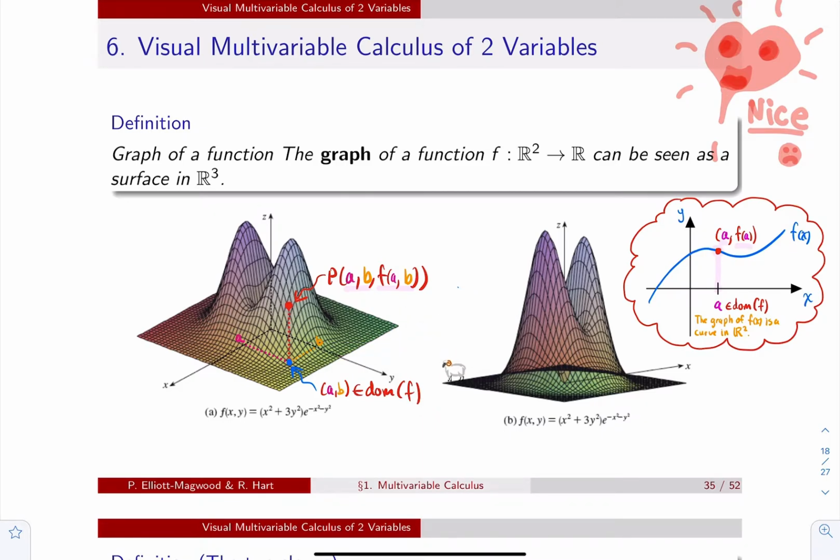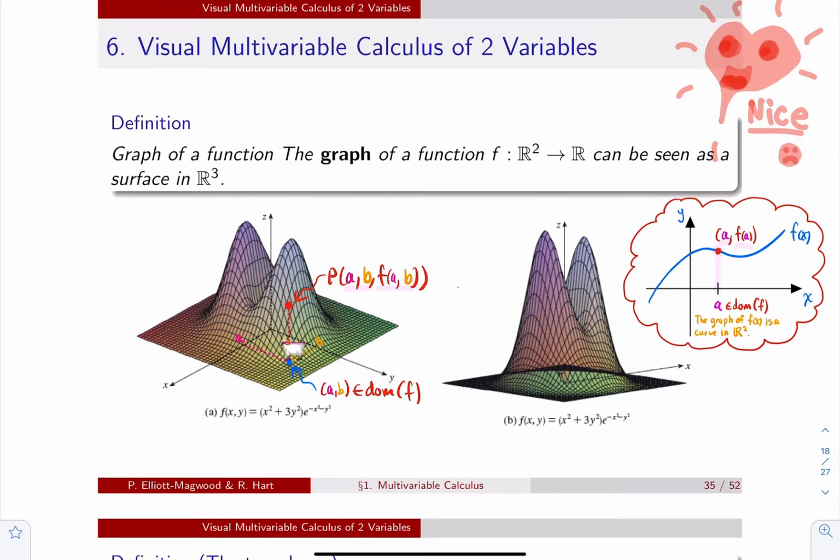Okay, so let's start first with the graph of a function of two variables. To help us here, I'm going to use a goat, okay? Because I find when I use a goat, sometimes it helps to really understand what's going on with these functions of two variables. So here, the first definition is, what is a graph of a function of two variables?